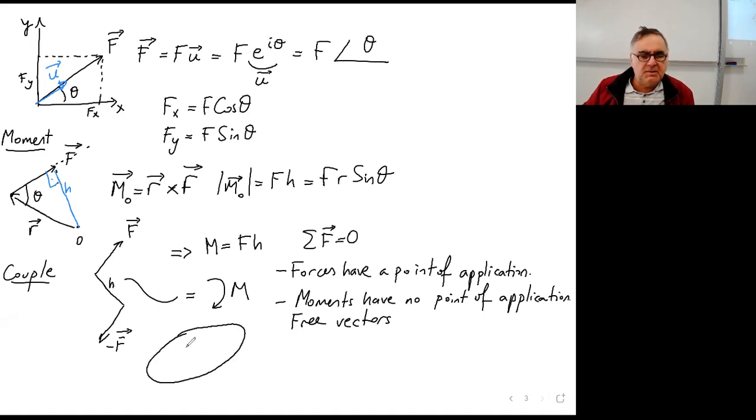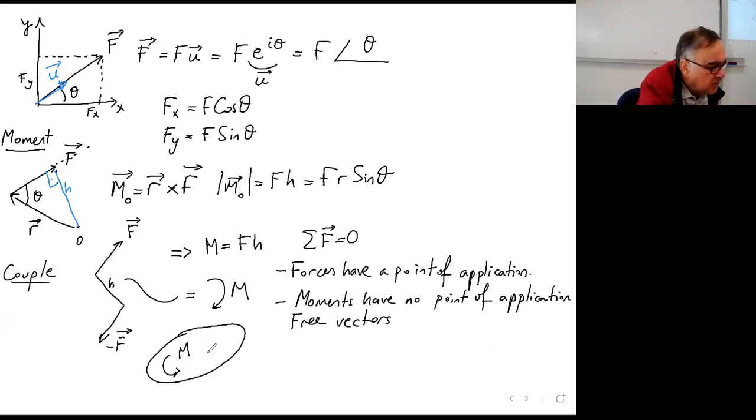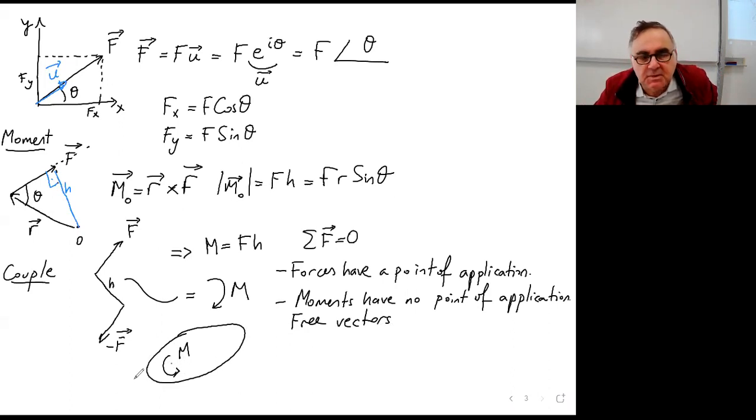If you have a body like this, the moment you apply is on the body, but there is no location. It is somewhere on the body, but there is no such thing as the moment of this thing about this point, let's say. Moments on rigid bodies are free. You can just relocate them as you like.